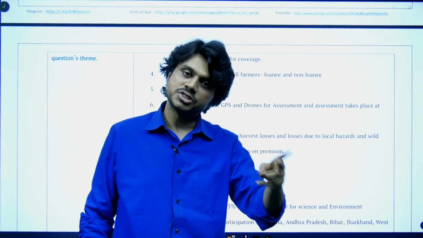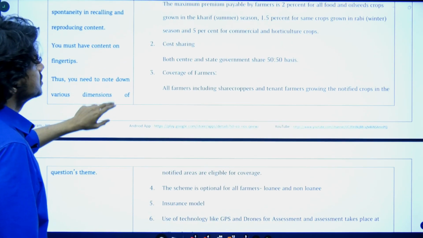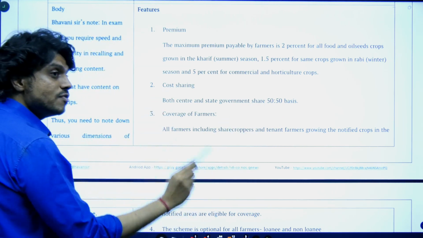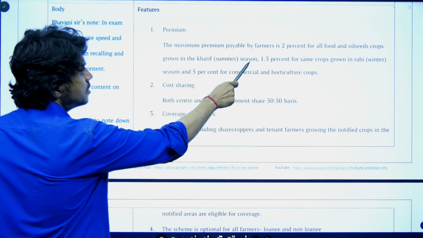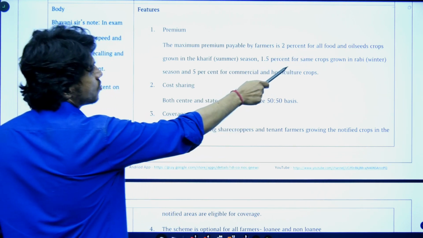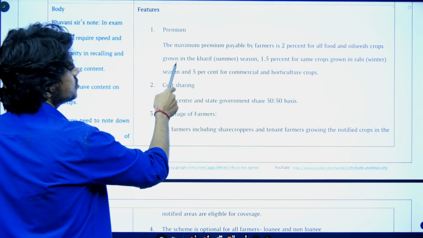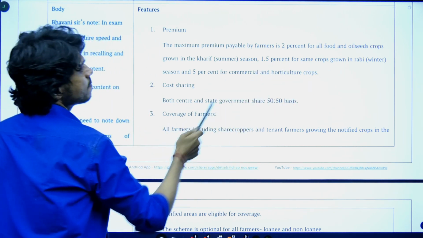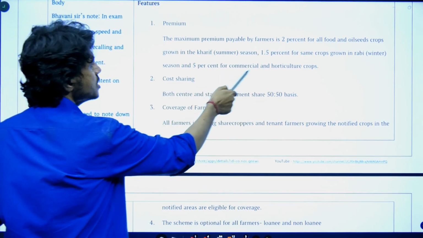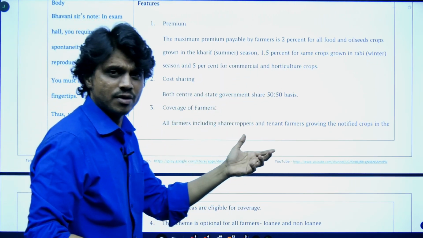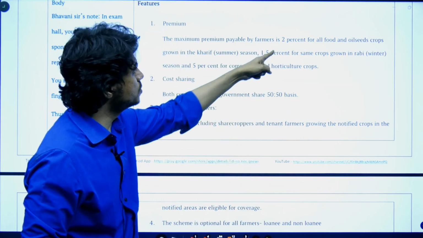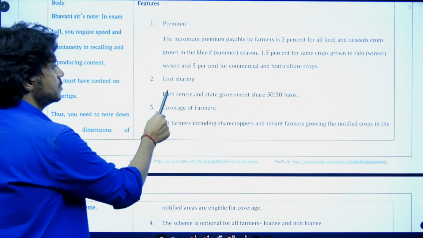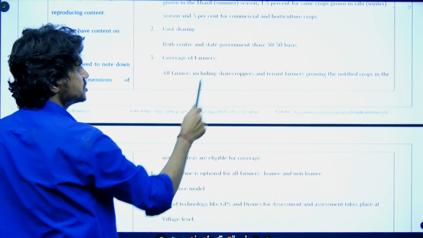So premium would be shared between the central government and state government. Cost sharing is between the central and state government on a 50:50 basis. What will the farmer pay? Farmer will pay 2% premium for all food crops and oil seeds grown in the Kharif season, 1.5% for the Rabi season crops, and 5% for the commercial and horticulture crops. That means, let's say if there is 100 rupees, farmer will pay 2 rupees, 1.5 rupees and 5 rupees. Rest of the things will be borne by the central government and the state government. Cost sharing is done by both central and state.